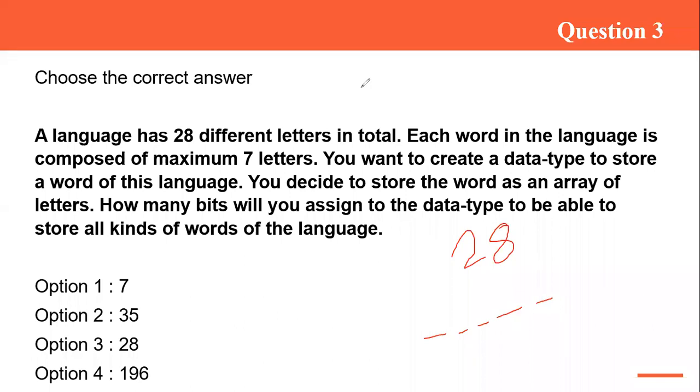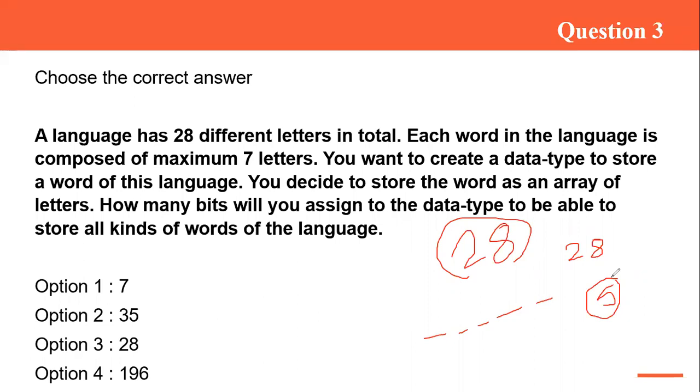So for one letter, the maximum number is 28. That means per letter I need a maximum of 5 bits. Worst case I need 5 bits. Whenever we are creating a data type, we create it for the worst case possible, right? We won't say, okay, I want to store A, so I'll create a 1 bit data type, because that will work only for A. I want to create a data type which can store any alphabet. That's why I'll create a data type with 5 bits per letter.